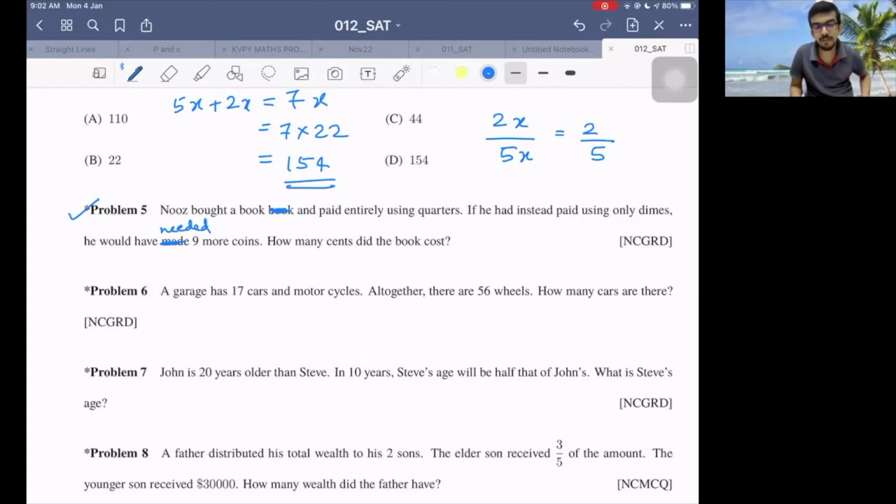Yeah, $1.5. But remember, they have asked in cents, so it's 150. Okay, your answer is right, but you made a small mistake. Olivia, understood what I said? You gave the answer in dollars, right? Yes, it's $1.5, but it's 150 cents.